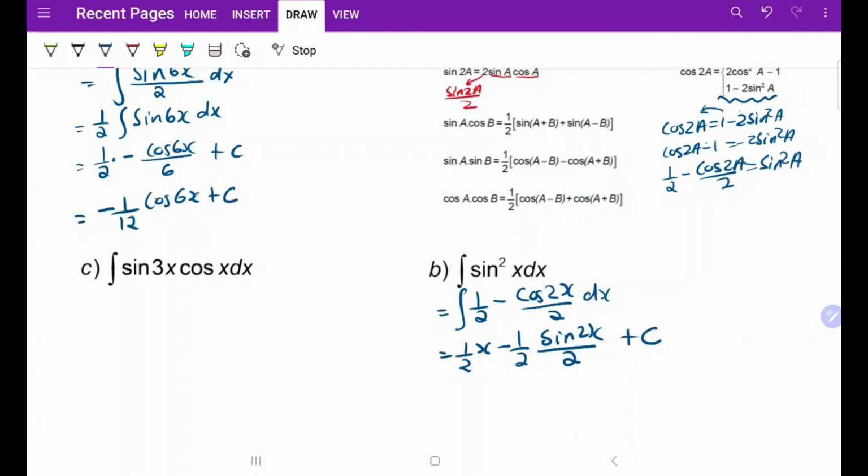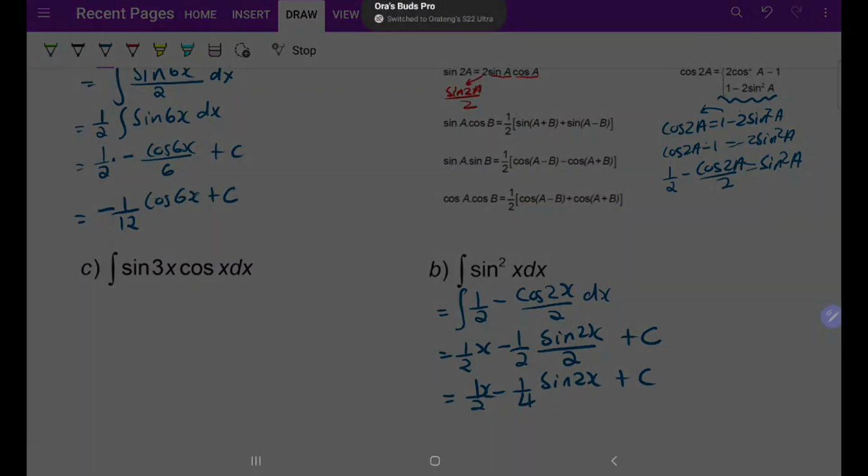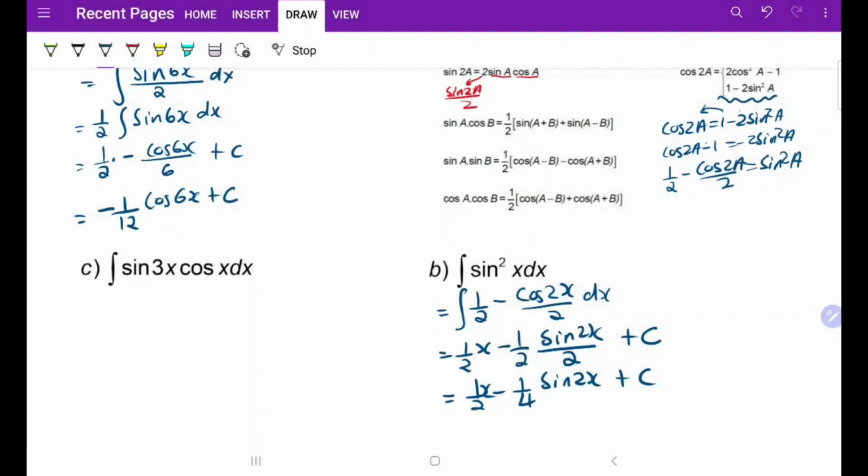plus c. And what we then do in our next line is just simplify this integral to give us minus a half x, and then minus 1 over 4, because it's 2 times 2, sine of 2x plus our constant for integration. So our ability to know how to manipulate these identities does help us in solving these particular questions.